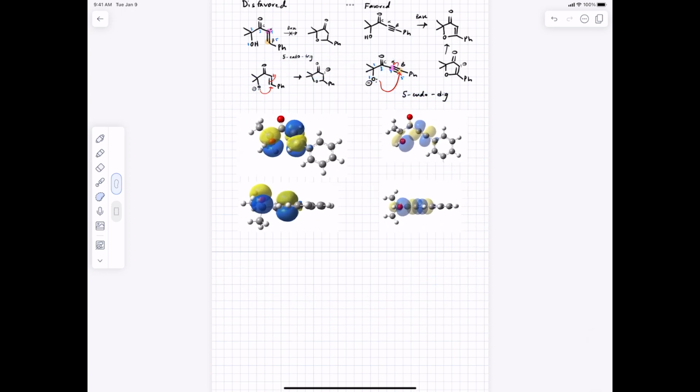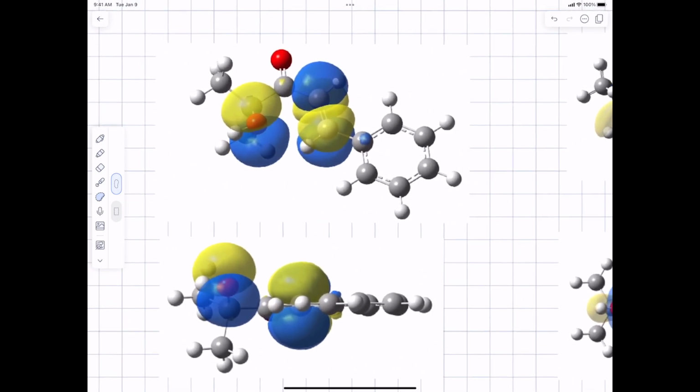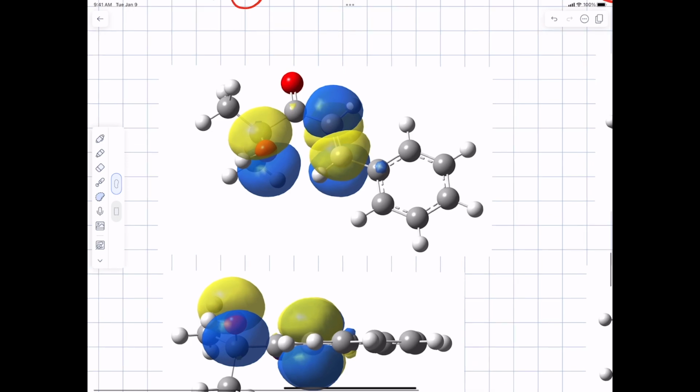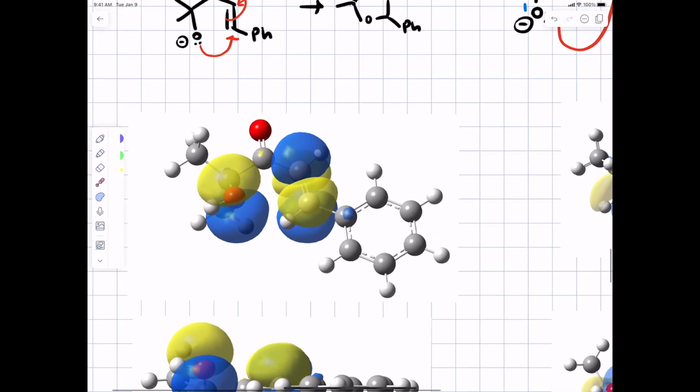I used something called natural bond order, which instead of doing the full delocalized molecular orbitals will actually show you individual bonds and anti-bonds, so you can think of things as a hybrid of MO theory and valence bond approach. So on the left are structures for the 5-endo trig cyclization.